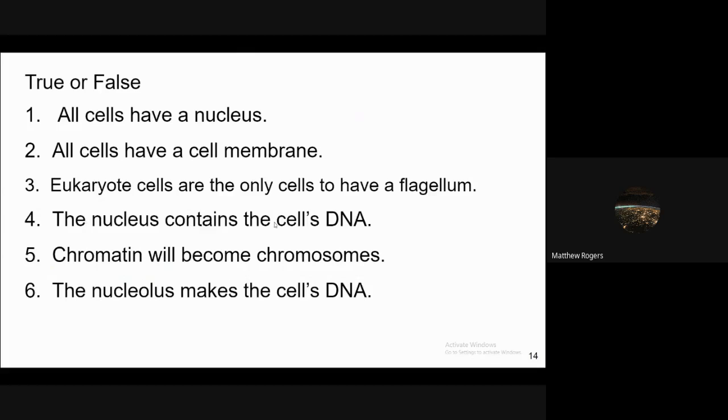The nucleus contains the cell's DNA. That is true. That's where our DNA is if you have a nucleus. Chromatin will become chromosomes. That is true. Chromatin can become chromosomes. And the nucleolus makes the cell's DNA. That is false. The nucleolus makes ribosomes. Cool. Hope that's becoming easier and easier.